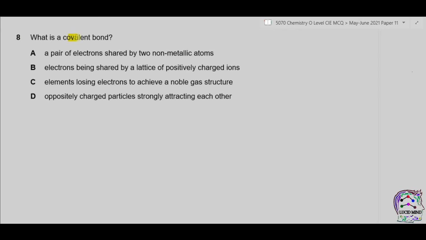Question 8. What is a covalent bond? In covalent bonding, we actually have sharing of electrons among nonmetals. Part A, a pair of electrons shared by 2 non-metallic atoms. This one is correct. For example, we have hydrogen. Hydrogen is a non-metal. Hydrogen shares 1 electron with another hydrogen atom to make a single covalent bond. So we have a pair of electrons which is shared by 2 non-metallic atoms.